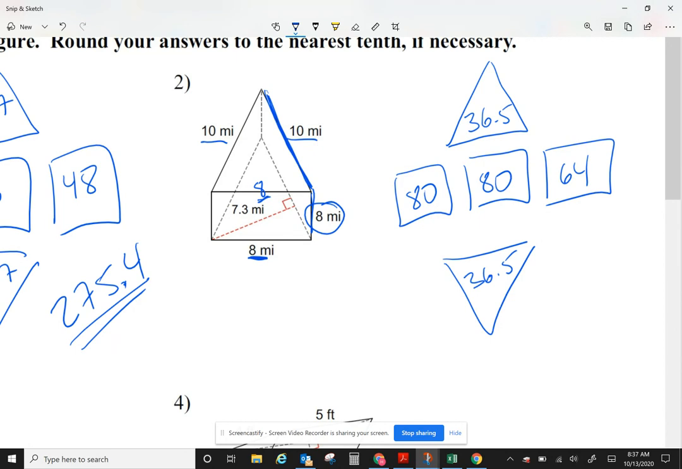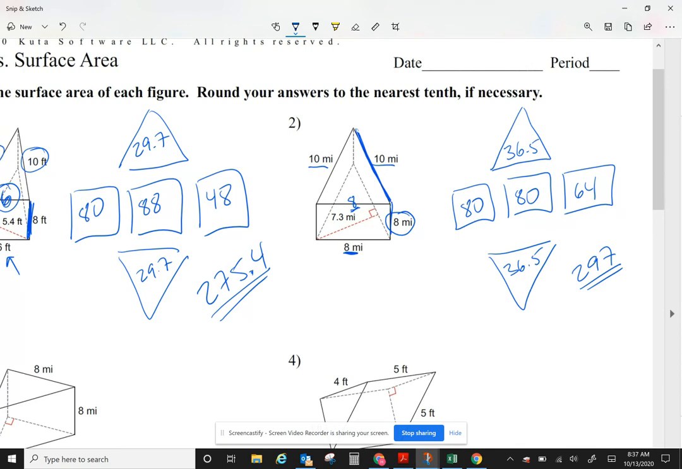So, all right, now that I have all the walls, let me add them all. I'm just going to go 36.5 plus 36.5, right? I added the two bases, plus 80 plus 80 plus 64, basically the walls. My result here, I happen to get 297. If you have decimals, round it to the nearest tenth.